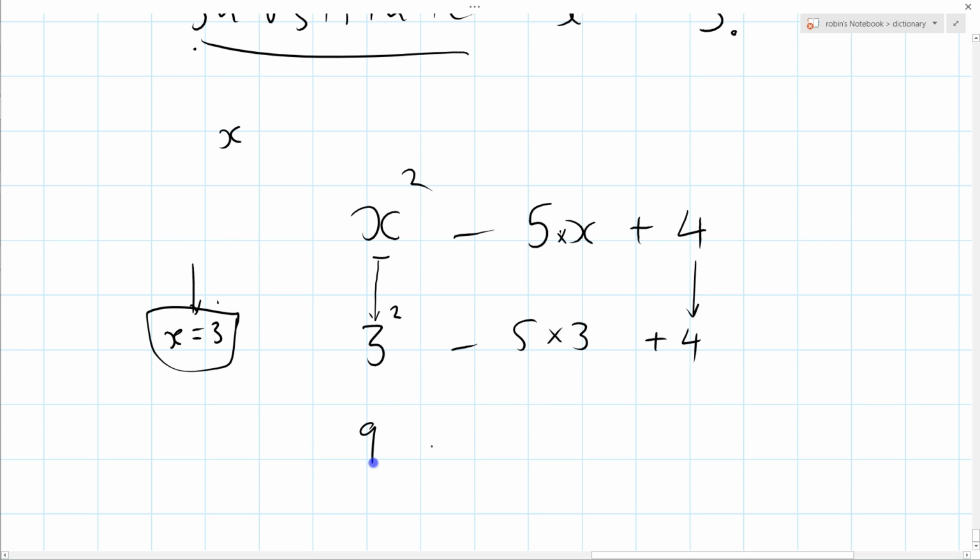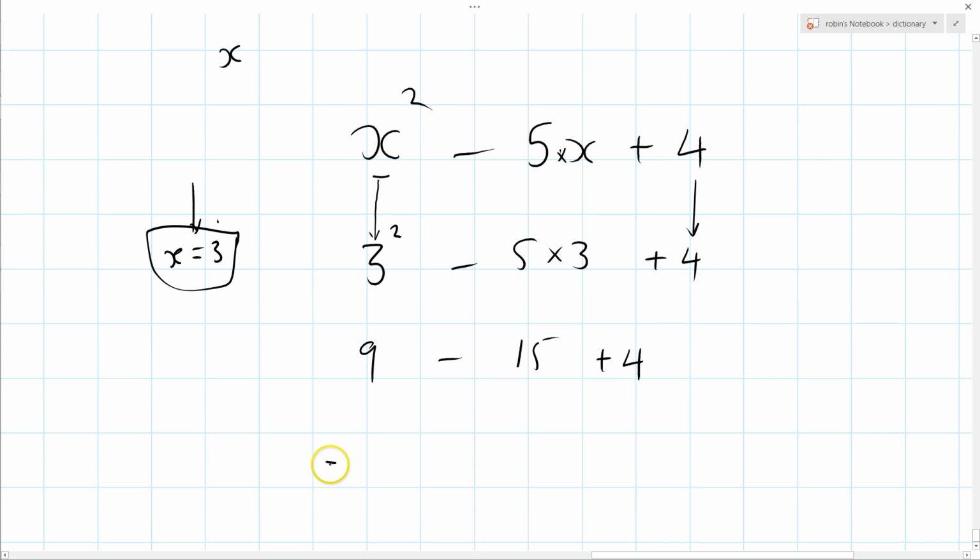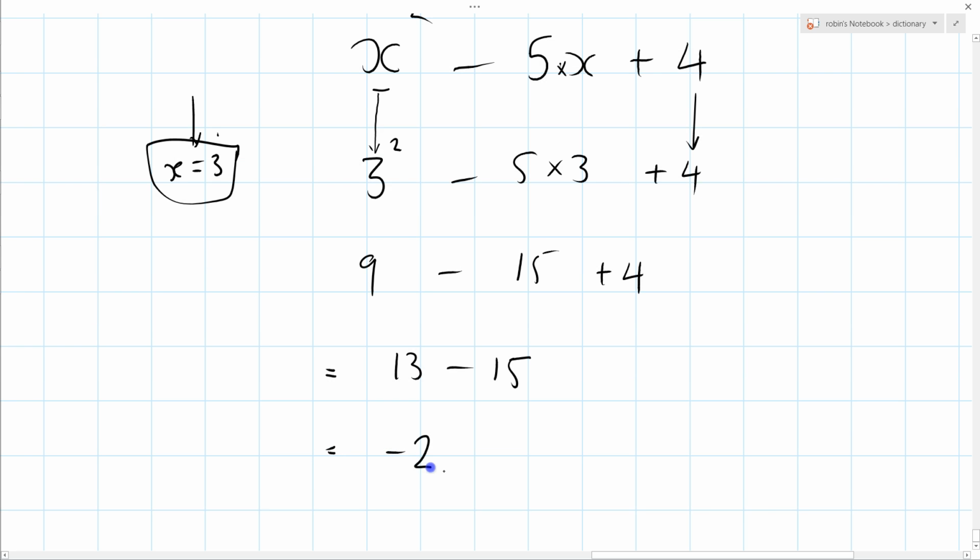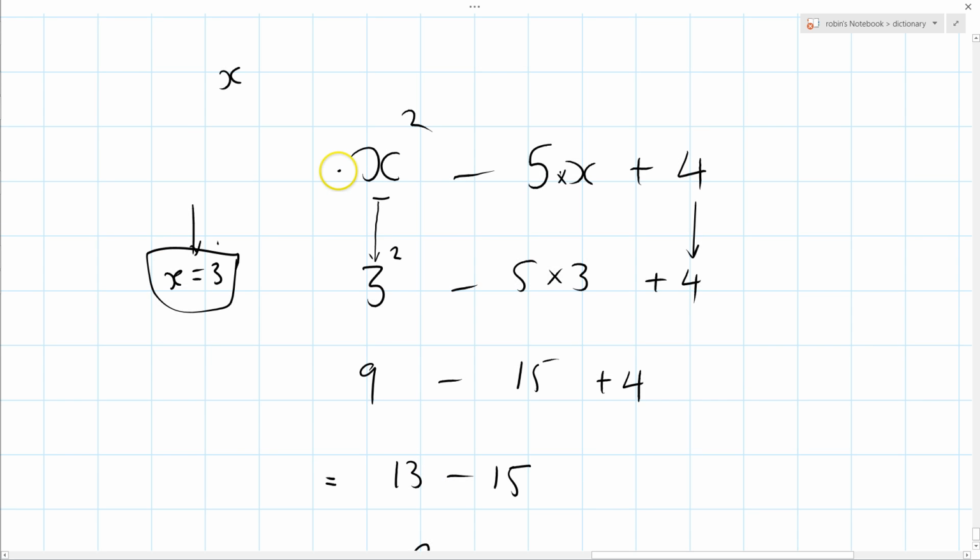All right, so what have I got? I've got 9 minus 5 threes are 15 plus 4 equals, well, let's have a think about that. That's going to be 9 plus 4 is 13, minus 15 equals minus 2. So what I've done is taken that expression there and substituted x equals 3.